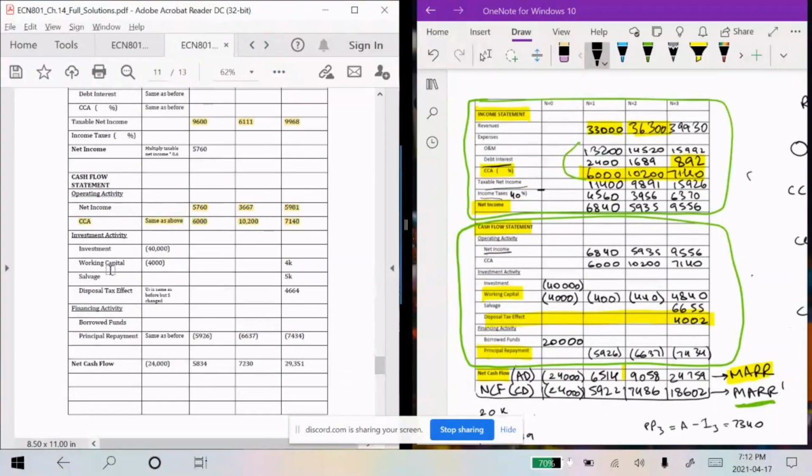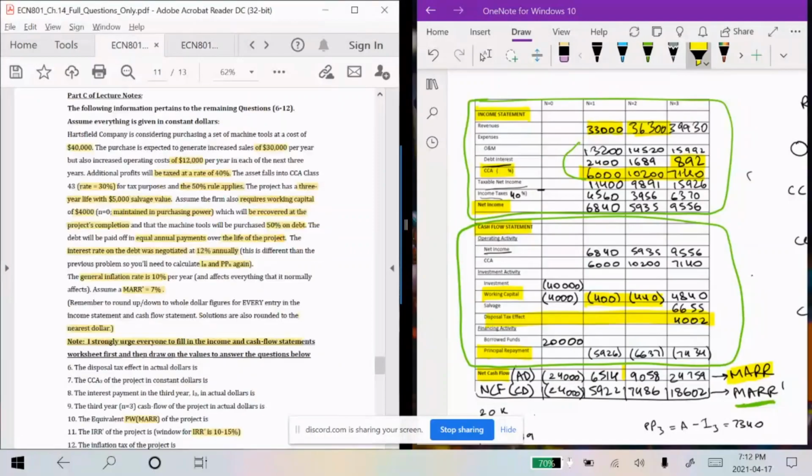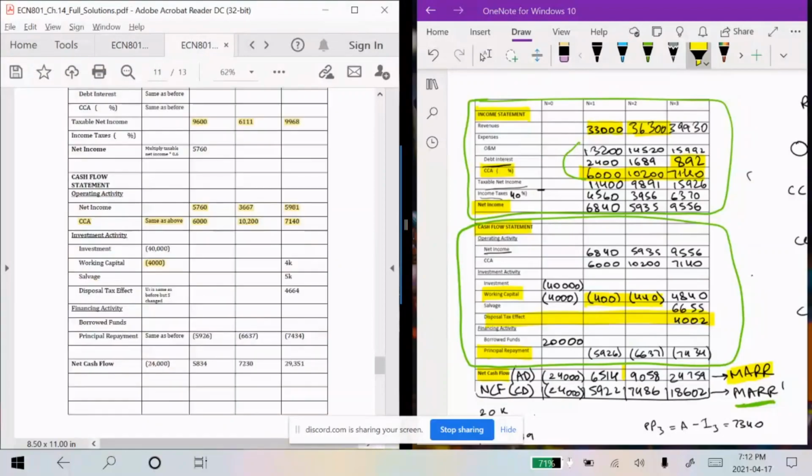Right? Then the investment again is 40,000, the same thing. The difference here is the working capital, we're not going to have inflation, right? So all this that we calculated here, 400, 440, it's not going to be there. It's going to be nothing here. And the amount that's going to be recovered is again going to be 4,000. So yeah, this is much simpler than the first table that we did because there's no inflation at all. Salvage value also is just 5K that they gave us. They gave us right here, where is it? Your life with $5,000 salvage value. You just substitute that 5K. Then disposal tax effect is the same as before.